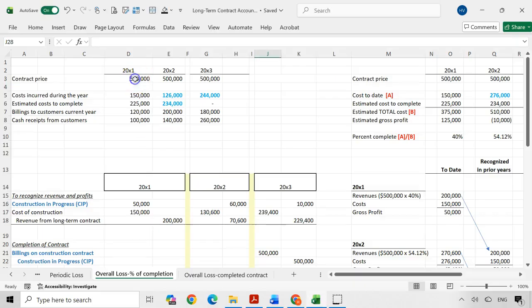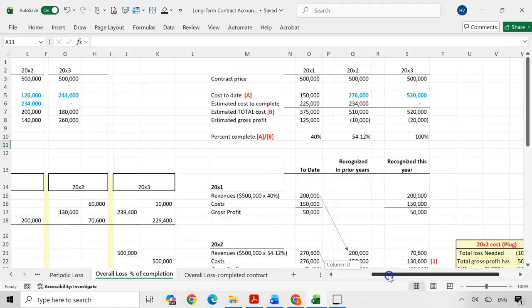So 20x, the contract price is $500,000. That does not change for any one of the years. We have this project going over a 3-year period, 20x1 through 20x3. We have the cost incurred during the year, and I've highlighted these in blue because these are the amounts that differ from the one where we had an overall profit for the project. We have our estimated cost to complete for each year, and then we have our billings to customers and cash receipts from customers that really only affect the balance sheet side of things, so we're not going to be covering it here in this video. That's covered in the first video.